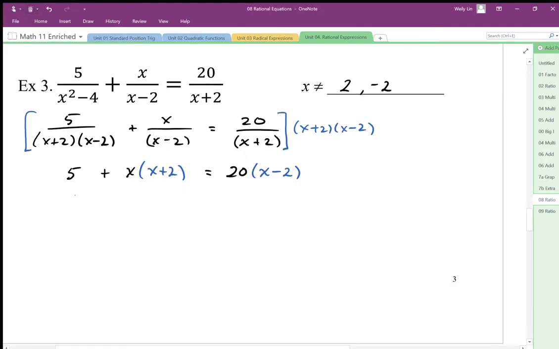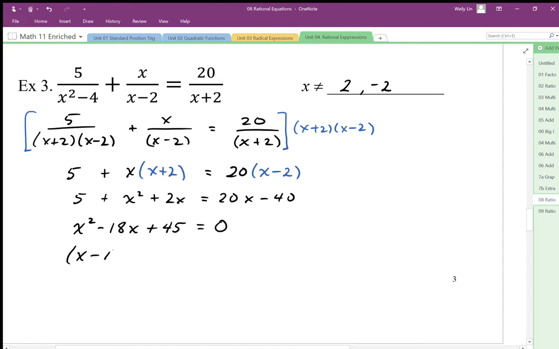So multiplying this through and solving this, we get 5x plus x squared plus 2x equals 20x minus 40. We're going to move all the like terms to the left-hand side, so we end up with subtracting 20x from both sides. We're going to add 40 to both sides. Okay, and then we're looking for two numbers that multiply to 45 and add to negative 18. So the factors of 45 are 15 and 3. So we're going to end up with negative 15, negative 3.